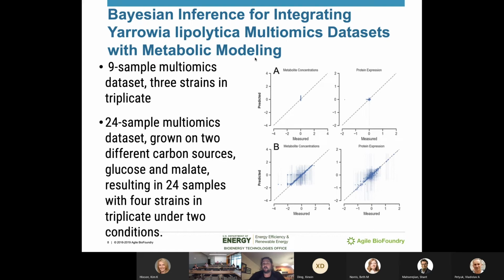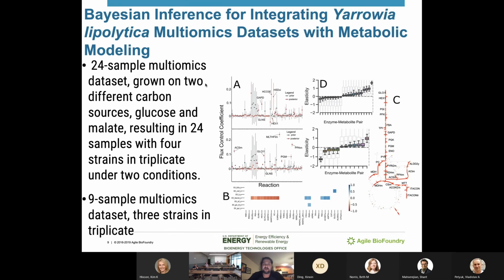We can see that we were not able to predict protein expression or metabolite concentrations very well beyond a very small range. We still had issues even with the 24-sample data set. So maybe that wasn't quite enough.